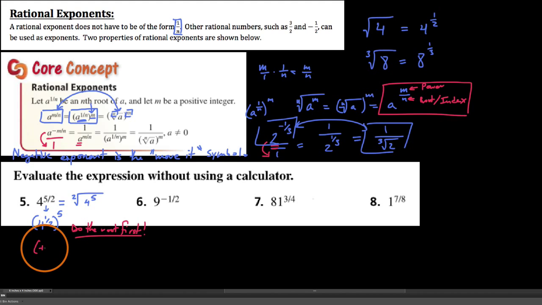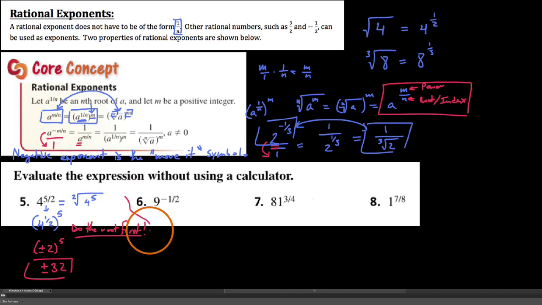of 4. We would get plus or minus 2 to the 5th power. And then what we're going to do is 2 to the 5th power, where a negative or a positive thing times itself an odd amount of times would give us a negative or a positive thing. And we get 2 times itself 5 times is 32. So we get plus or minus 32.